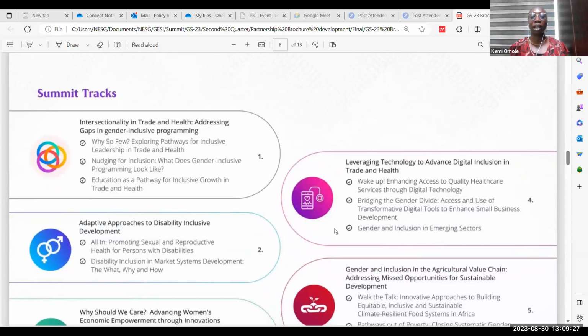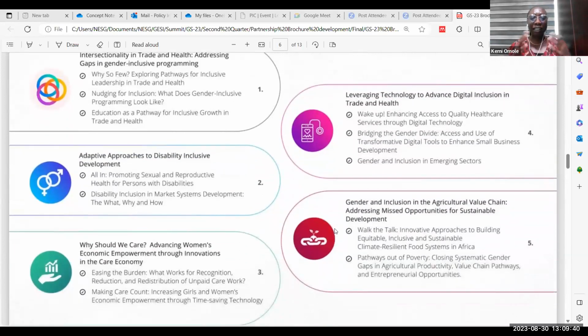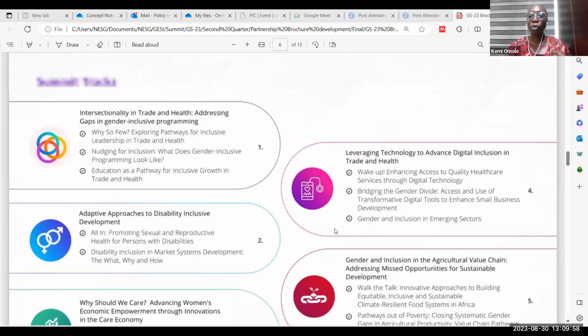So the summit tracks we have this year, about 10, and so we have something on intersectionality in trade and health, addressing gaps in gender inclusive programming. We also have something around adaptive approaches to disability inclusive development. We have something on the care economy. Why should we care? Advancing women's economic empowerment through innovations in the care economy. And even within that, we have some things that we can work with.